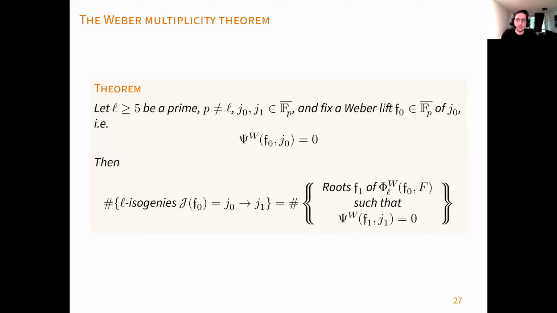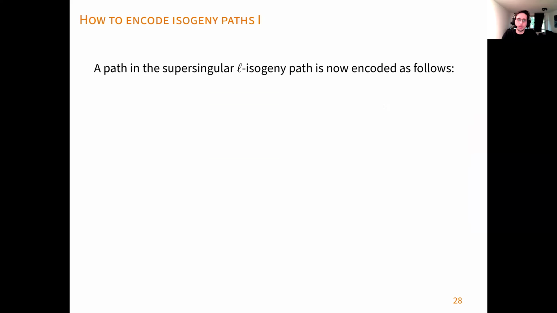Okay, so this is the third way we can apply our resultant technique. And in a sense, the sparseness of these Weber modular polynomials is exactly this kind of redundancy that we were able to remove this way. So now we want to look at how to actually apply this. For this, I want to give a brief overview of how to encode isogeny paths again.